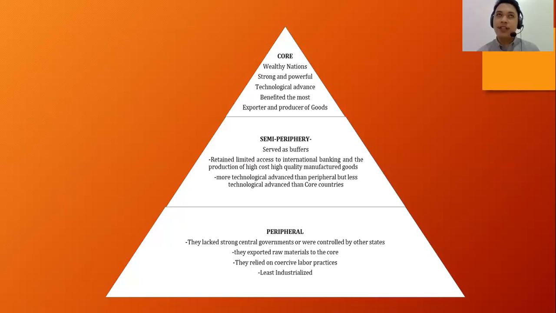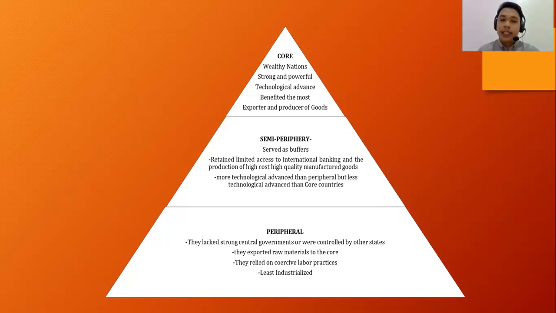So mga example niya, si Korea, si Singapore, the UAE, ayan, Dubai, ayan. So these are the developing countries. So kumbaga umaangat yung kanilang ekonomiya. Pero hindi pa sila pertaining to a core nation na super well established and industrialized countries na. So sila yung pausbong pa lang sa semi-periphery.